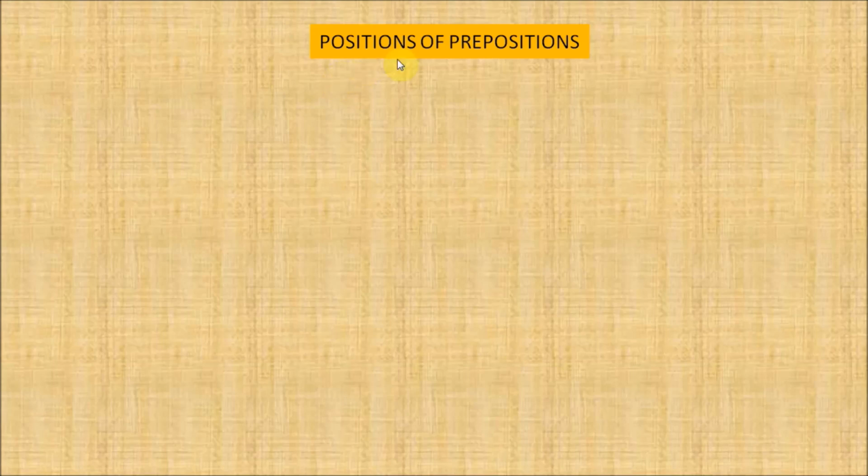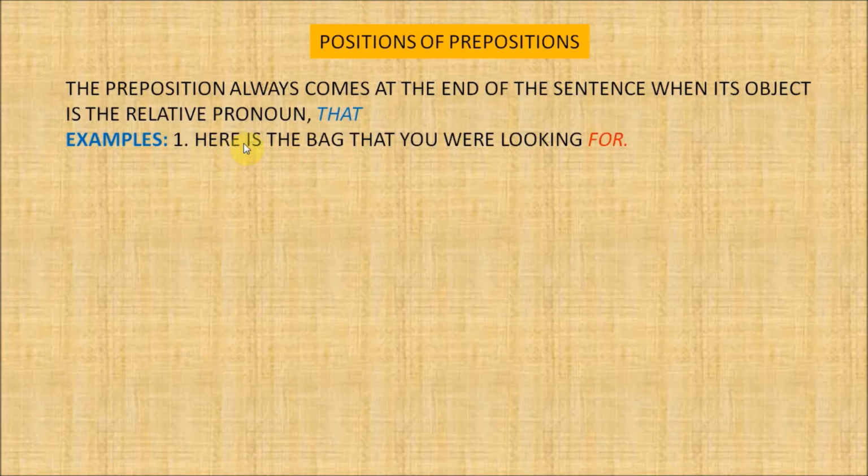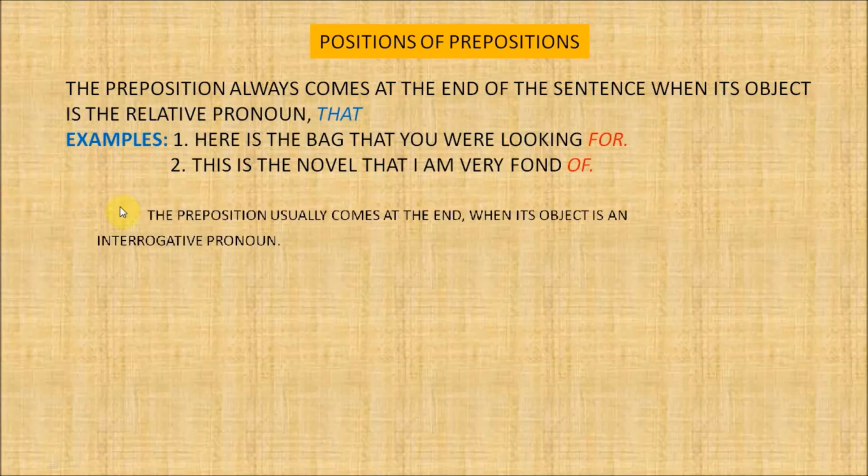Now let's see positions of the prepositions. Although a preposition is usually placed before a noun or pronoun, sometimes it comes after the word which it modifies. The preposition always comes at the end of the sentence when its object is the relative pronoun that. For example, here is the bag that you were looking for. Second example, this is the novel that I am very fond of. So here we see prepositions are used at the end of the sentence because of the relative pronoun used with the object.